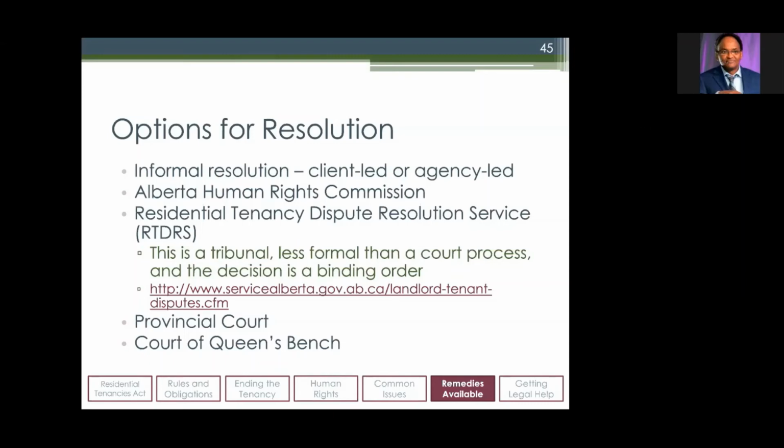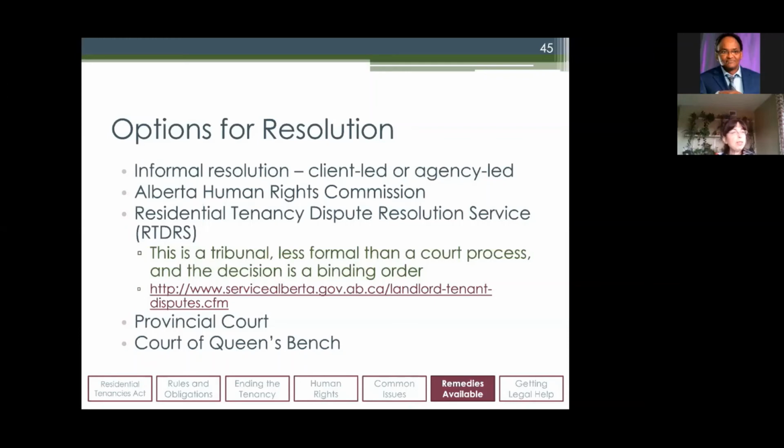So you would Google Alberta residential tenancy dispute resolution service. You would get the information. In some cases, you would have to go to the provincial court or further to a higher level of court, Court of Queen's Bench. But again, first you need to look at RTDRS.